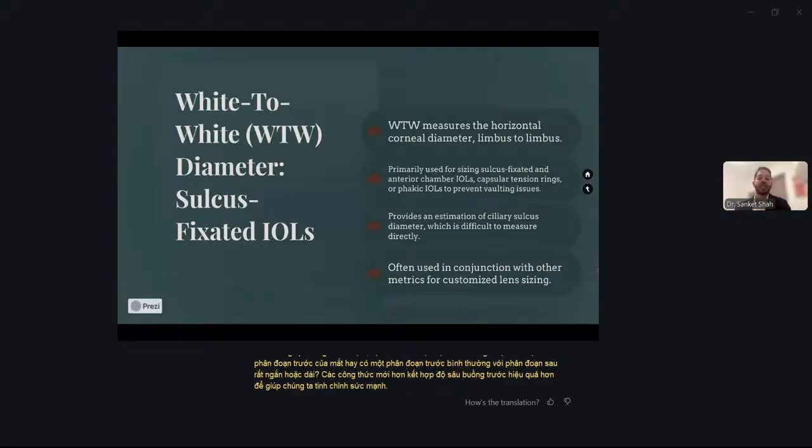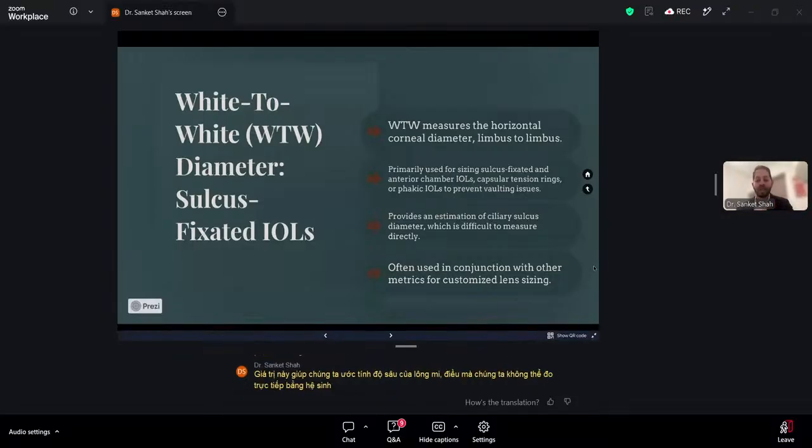The white to white diameter, this is the horizontal diameter from the limbus to the limbus. And we use these in many different calculations, including our lens calculations, but we also use them to help us size anterior chamber IOLs, capsular tension rings, phakic IOLs, and sulcus fixated lenses. This value helps give us an estimation of the ciliary sulcus, which is not really possible for us to measure directly with our modern biometers.